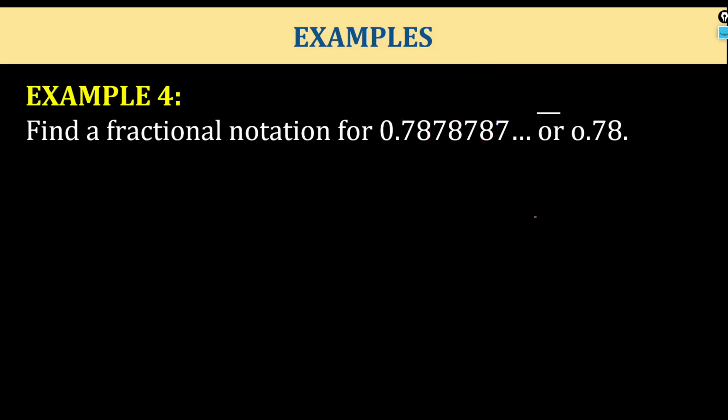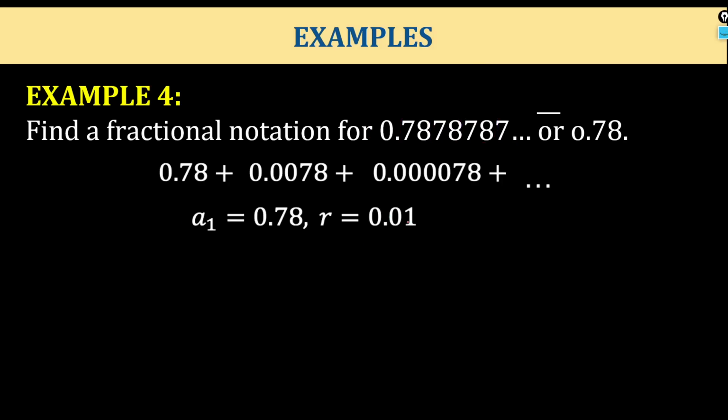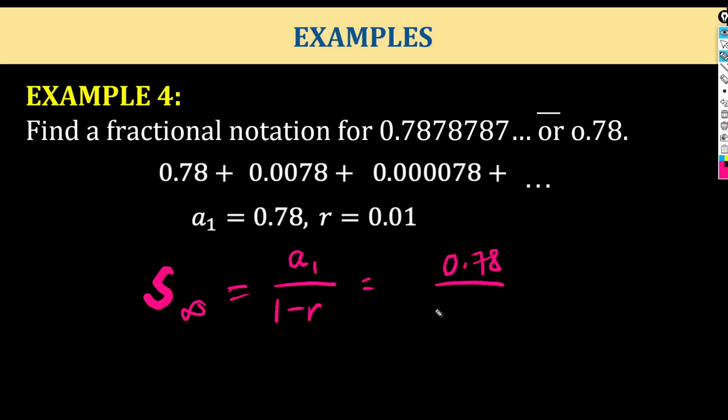Tignan to, latag natin dito. Ayan, oh. 1 over 100 ang ating common ratio. And this is an infinite sum. Di ba? Kasi non-terminating decimal nga eh. So, latag natin ang ating alam sa ating sum to infinity. Sum to infinity will be equal to, again, a sub 1 over 1 minus r. A sub 1 ko, first term, 0.78 over 1 minus 0.01. And what is that? 1 minus 0.01. Isn't that 0.78 over 0.99?